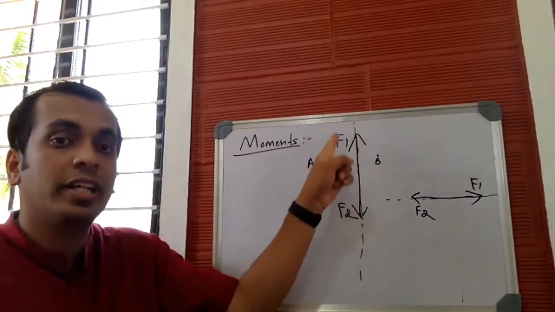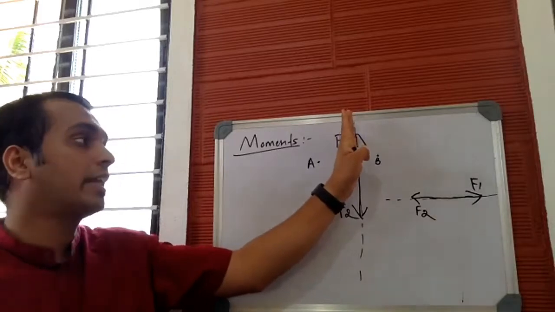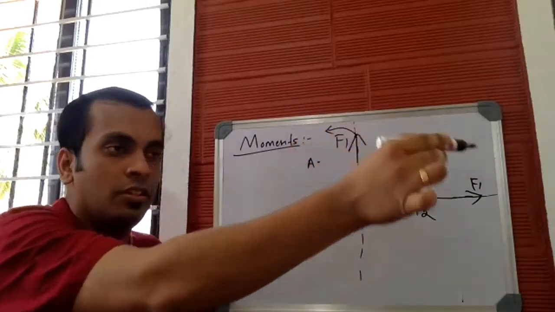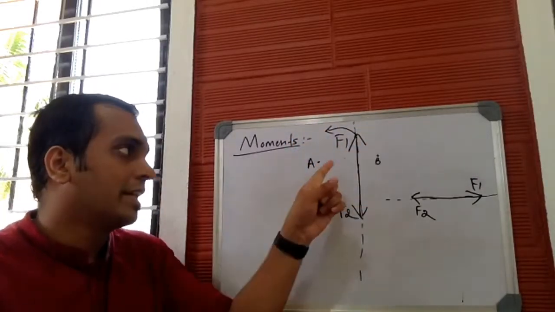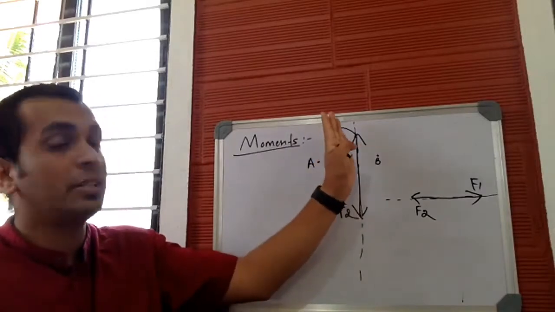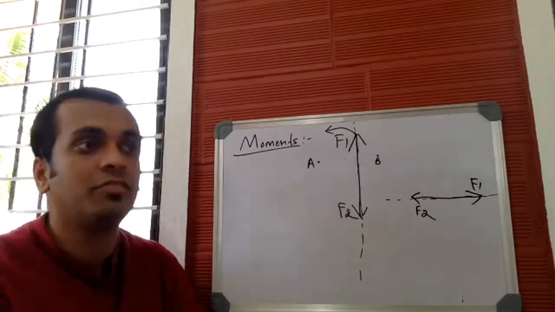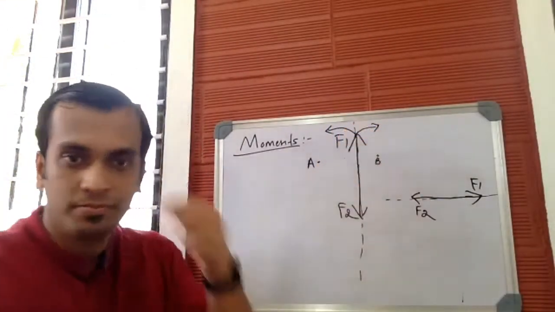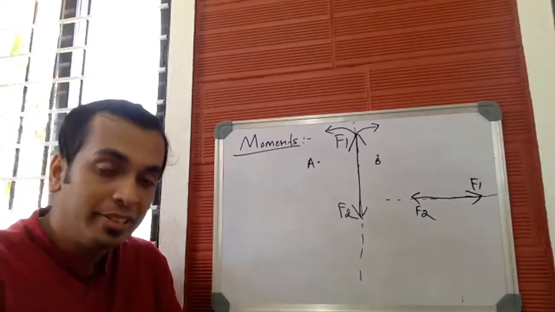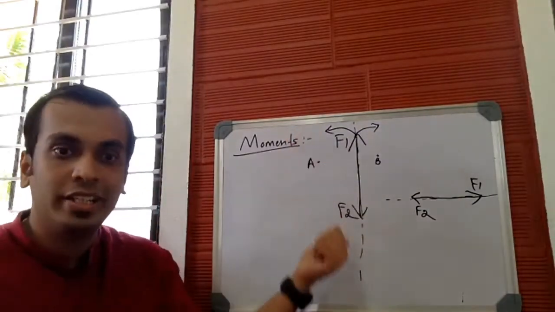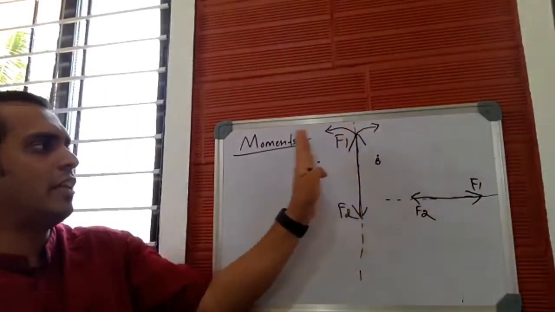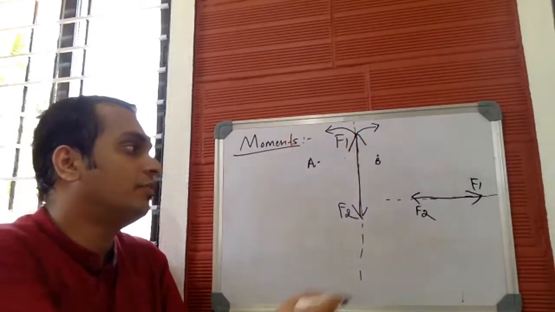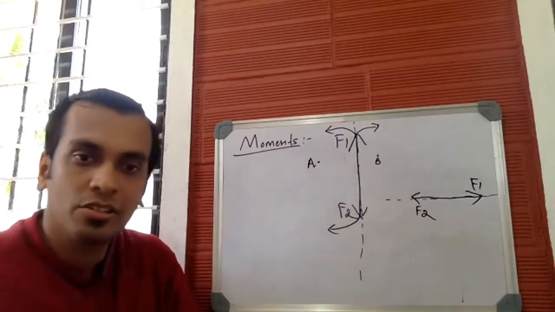So if the force moves vertically upwards, and if the point about which we need moment lies on the left-hand side of the force, then the force should produce moment in this direction. Similarly, if the same force moves vertically upwards and the point lies on the right-hand side of the force, then the force should produce moment in this direction. Hope this is clear. Similarly, consider the vertical force which moves vertically downwards, and the same point A on the left-hand side. If the point is on the left-hand side of the force, then the force should produce moment in this direction.